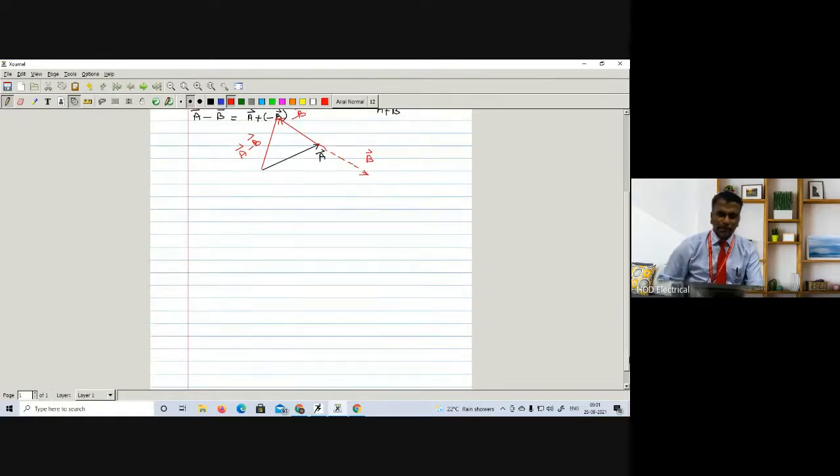Then let me now explain the product of these two vectors. I will take another color. Product of two vectors.